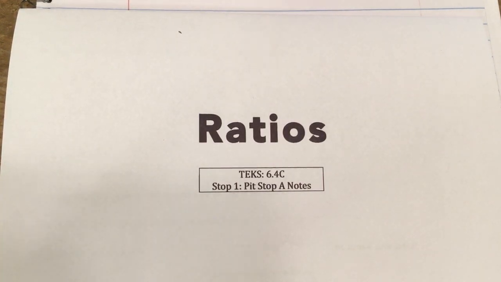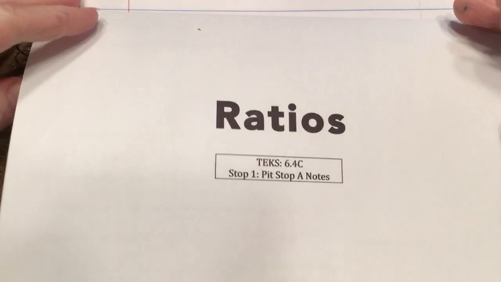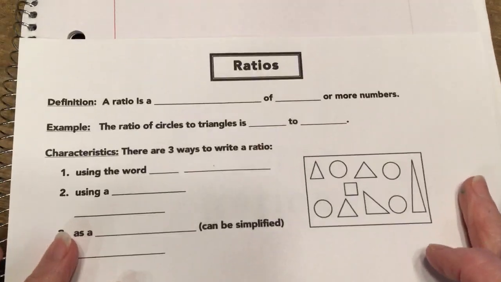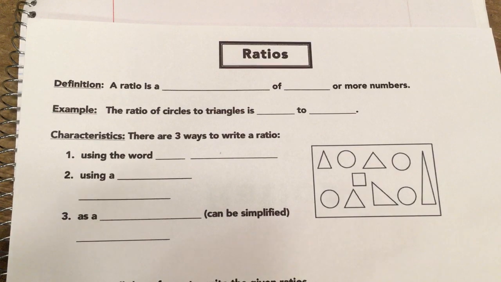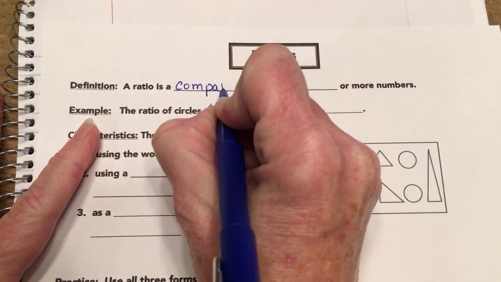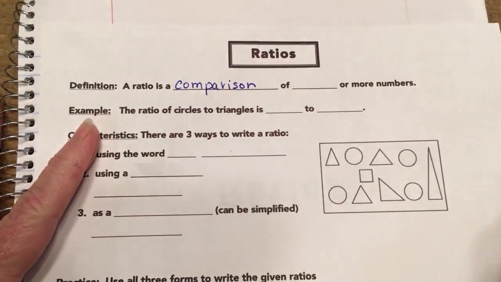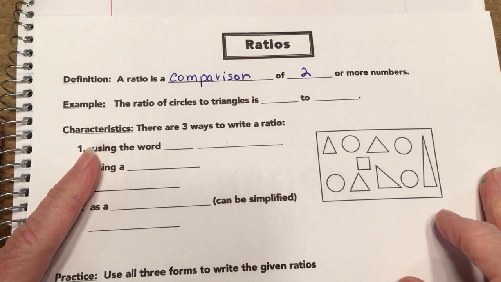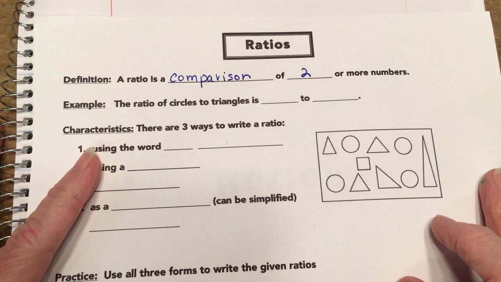Hi everyone, in this video we're going to be talking about ratios. So let's talk about what a ratio is. By definition, a ratio is just a comparison of two or more numbers. Okay, so here's an example. The ratio of circles to triangles is blank to blank.